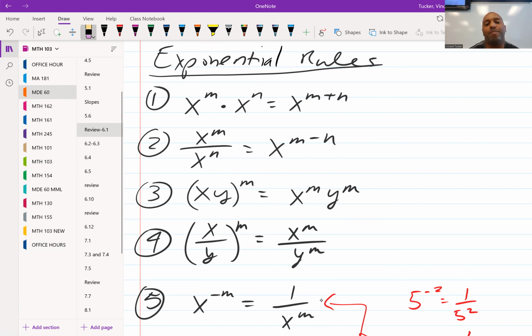So as long as our base is the same, looking at this first one, our base is the same. When you multiply, you're going to add your exponents. We're going to do examples reinforcing all of these rules, but we're just walking through the rules right now. Same thing with the second one. As long as our bases are the same, when you divide, you're going to subtract your exponents.